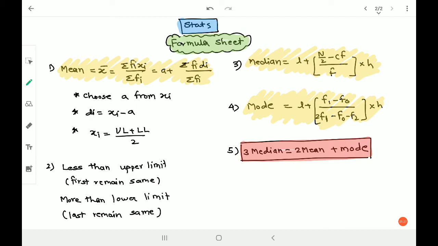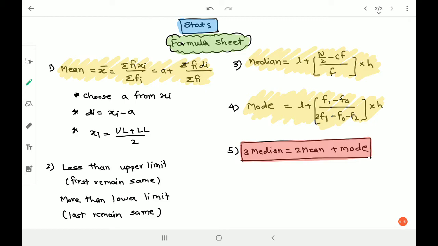Median, the formula is very clear: L plus N by 2 minus CFP upon f into h. When we say it, we say CFP, but when you write it, you write CF only. So you know how to find all that. How to find the median class: the first CF value larger than N by 2 gives you the median class, right? Median, remember, always lies within the median class.